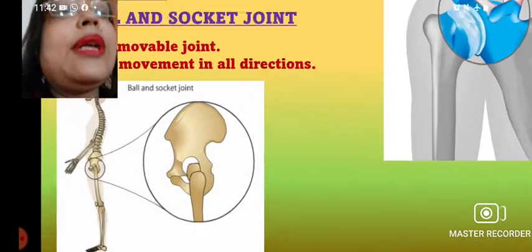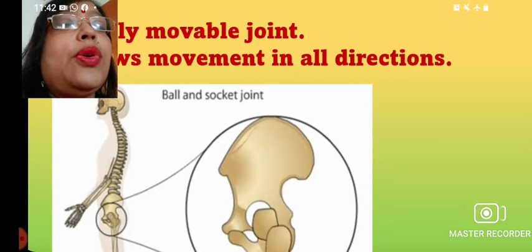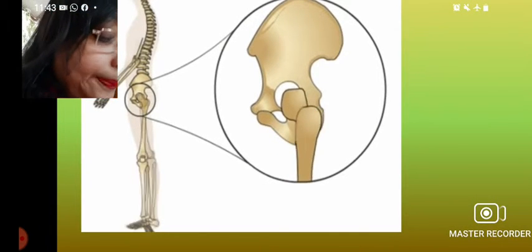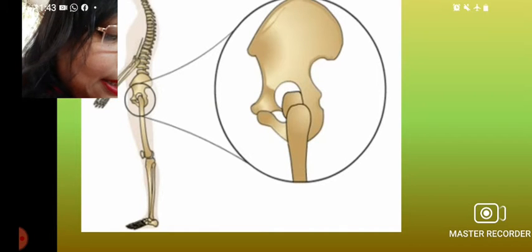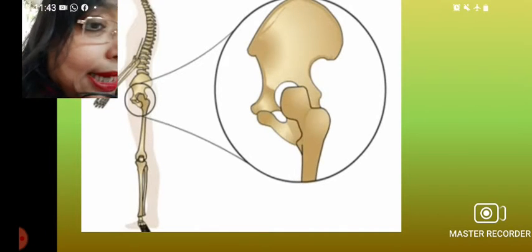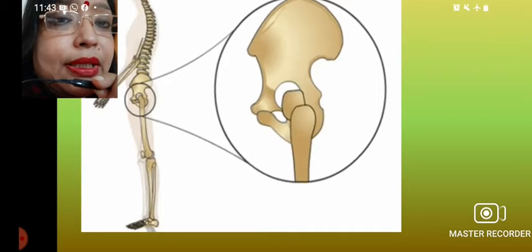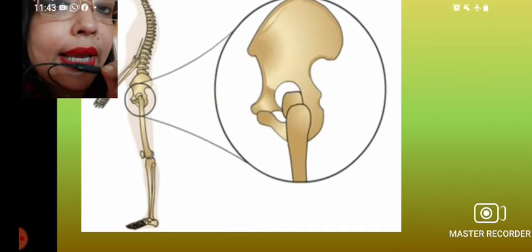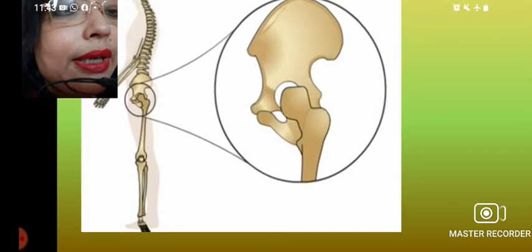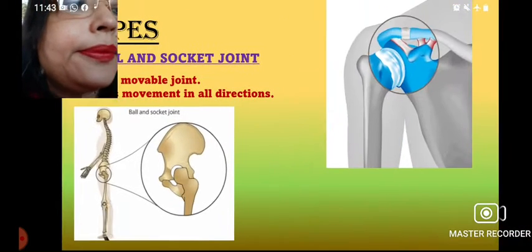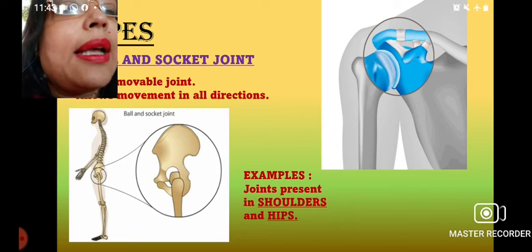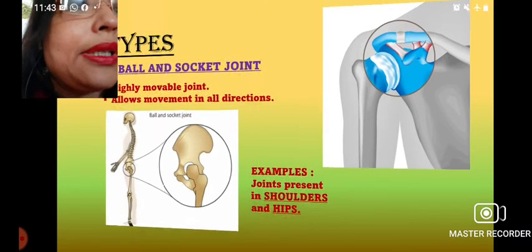Okay, here you can see the picture, that is the shoulder joint, also a ball and socket joint. Except the shoulder, they are also present in the hips, so that these two structures or these two organs can be moved in all the directions. So what are the examples? These are the shoulder and the hips.